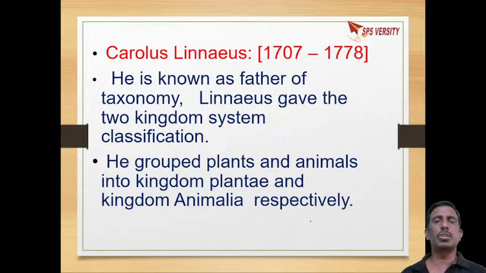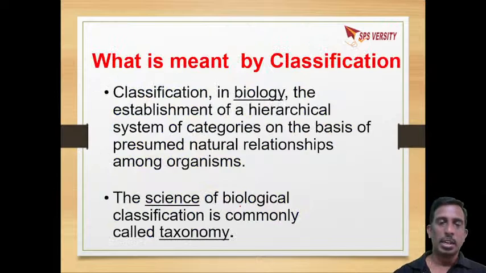If you take the history of this classification, who is called the father of taxonomy? This is Carolus Linnaeus. He proposed two kingdom classification. Only two kingdoms are present, that is, Plantae and Animalia. Later on, it has come to three kingdom, four kingdom, five kingdom. At present, what we are following is the five kingdom.